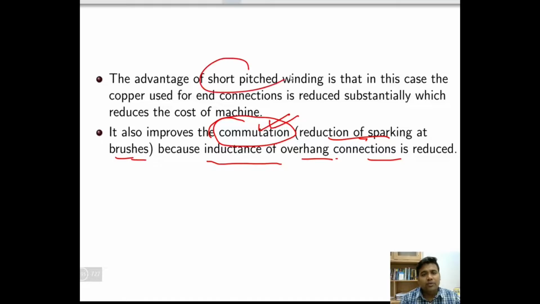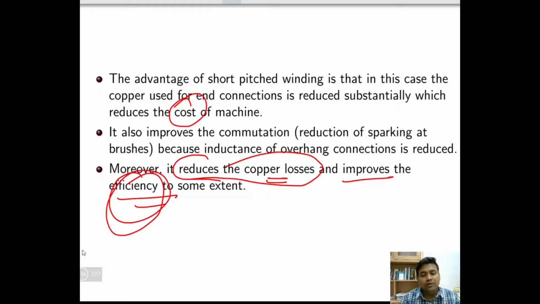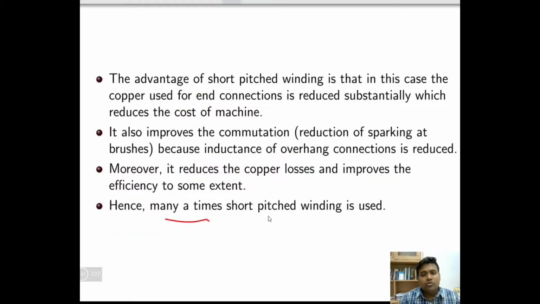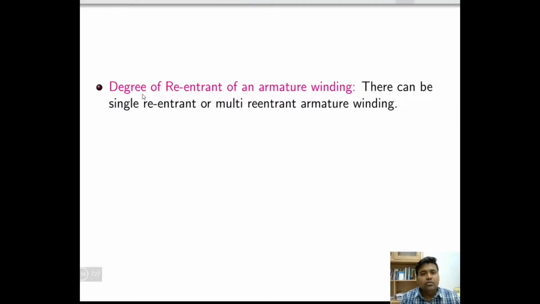So when we use short pitch winding, the cost is reduced and the commutation improves. It also reduces the copper losses and improves the efficiency to some extent. So you are saving cost, and due to the reduction of copper losses, efficiency is also improving. Because of these advantages we have discussed for the short pitch coil, many a time short pitch winding is used. Now, the degree of reentrancy of an armature winding.